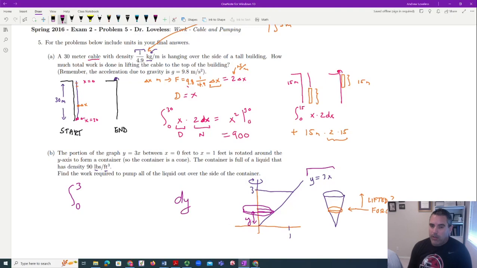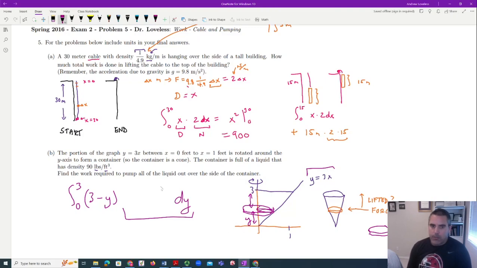And then for any y, I would like to figure out how much that slice weighs and how far it's lifted. Now the lifted part's easier because you're going to lift it to the top of the container. And so that's going to be just 3 minus y. And here you didn't have a choice of how to label it because it was already given to you. Anyways, and now we need the force. How much does that weigh? Well, the volume of this would be delta y times pi r squared, r being the radius from here to here.